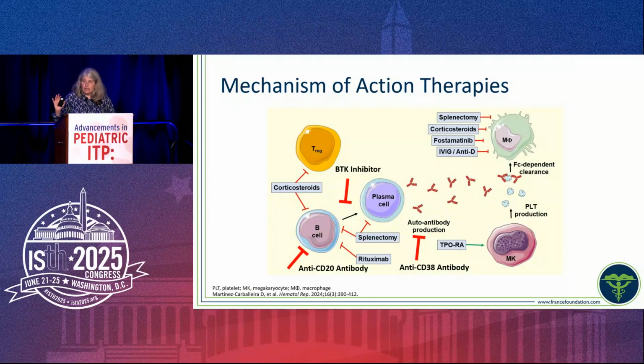So we've talked a little bit about some of the more general first-line therapies. And so now we're going to focus on splenectomy, rituximab, and our TPORAs, which are more in our second-line therapy categories.